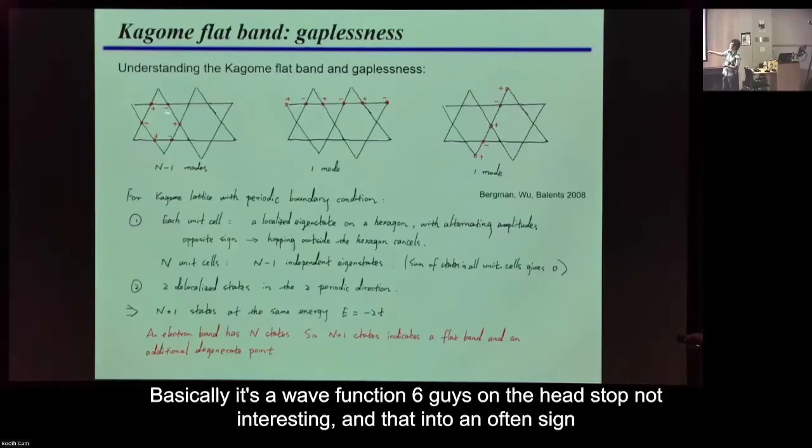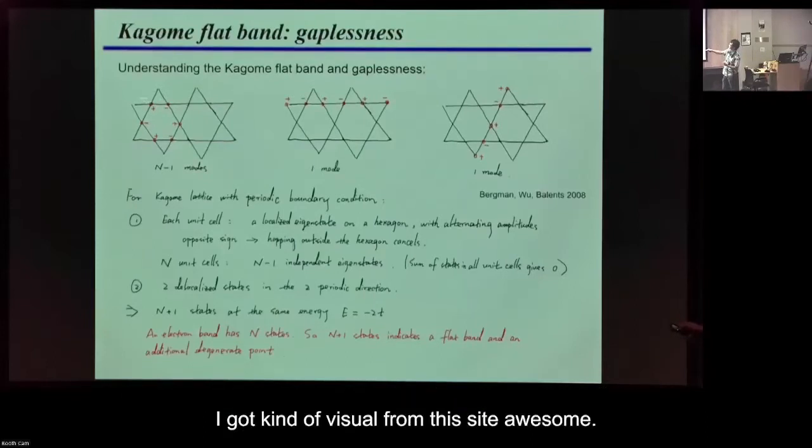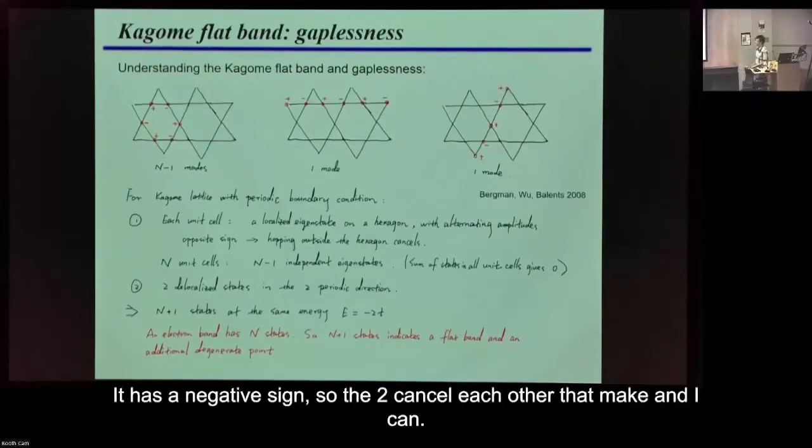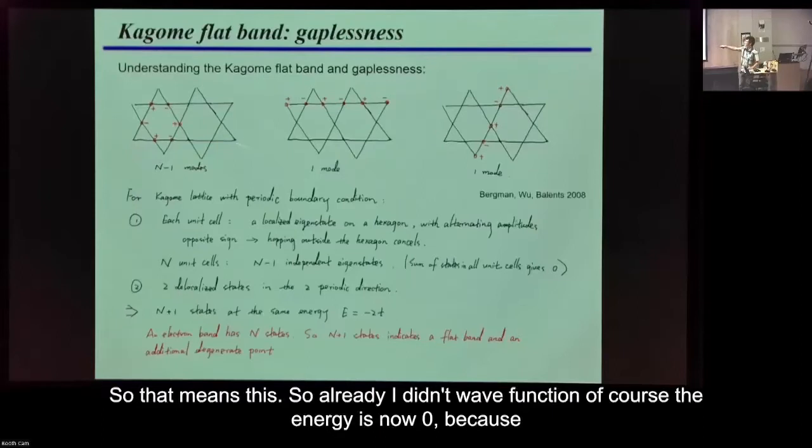And why is this an eigen wave function? Recall that the model only has a nearest neighbor hopping, which is constant. So if I want to hop outside this hexagon, for example to this site, I get a contribution from this amplitude, which has a plus sign, and I get another contribution from this site, which has a negative sign. So the two cancel each other exactly. You can check at every corner that the hopping outside this hexagon is zero. That means this is already an eigen wave function. Of course, the energy is non-zero because there is a contribution from hopping among these six sites, which gives the energy minus 2t.